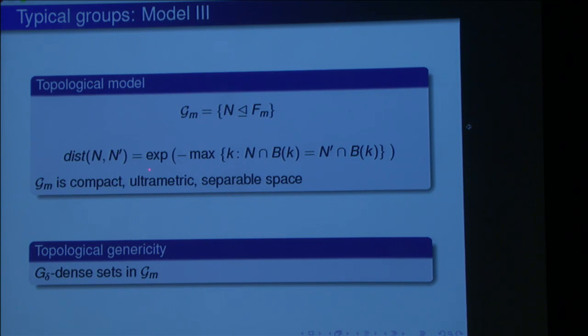Great. It is ultrametric. You can just check it. Ultrametric is stronger than metric: instead of the triangle inequality, you have the maximum of the two. So you can just check it by definition, and it is a separable space. Okay, it's a compact space. Great.